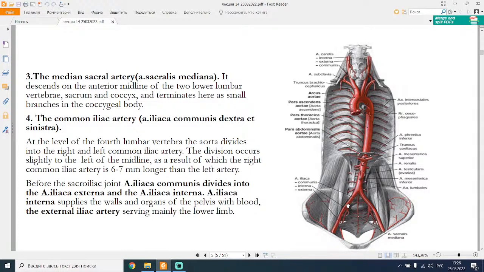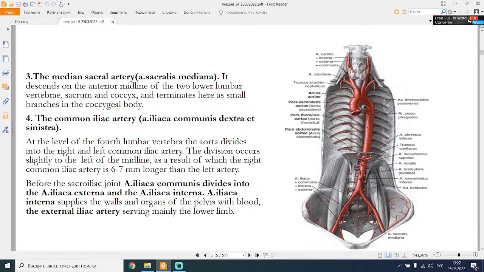Then the common iliac artery: Arteria iliaca dextra, arteria iliaca sinistra. At the level of the fourth lumbar vertebra, the aorta divides into the right and left common iliac arteries. The division occurs slightly to the left of the middle, as a result of which the right common iliac artery is 6-7 mm longer than the left artery.